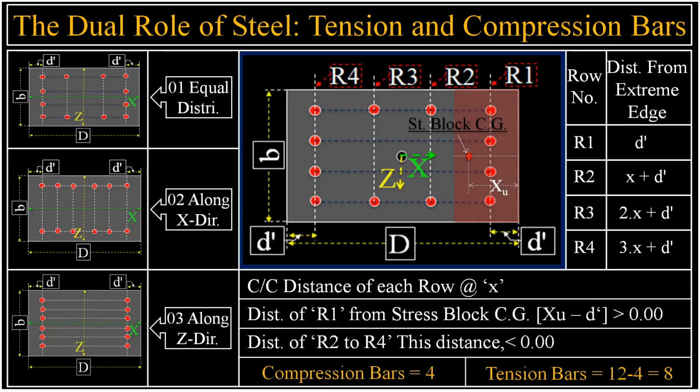In conclusion, it is vital to remember the dual role. In this load case, bars R1 are compression bars. If the moment reverses, these R1 bars become tension bars, and the R4 bars become compression bars. The column design must ensure the structure is safe for both cases, which is why we distribute the reinforcement to resist forces equally in both directions. Now let's move to the next slide.